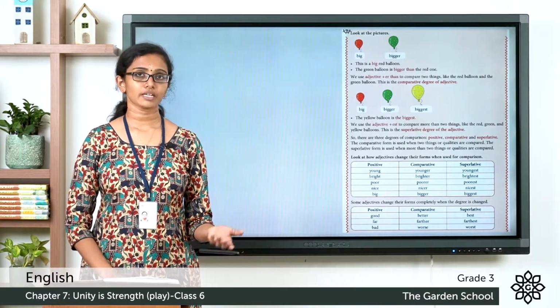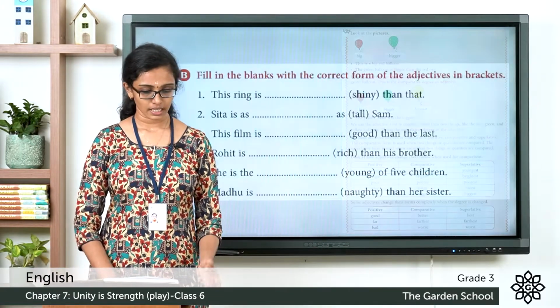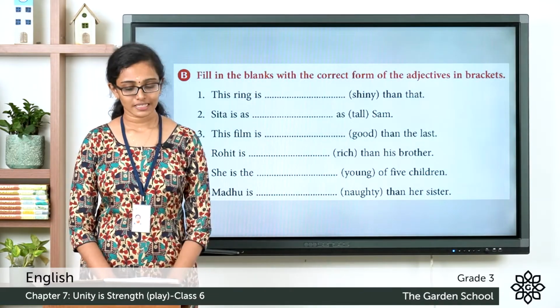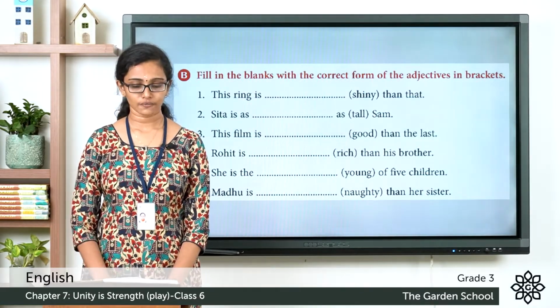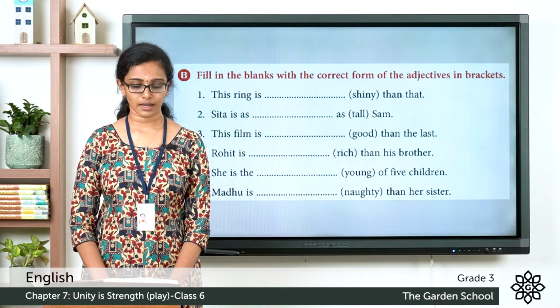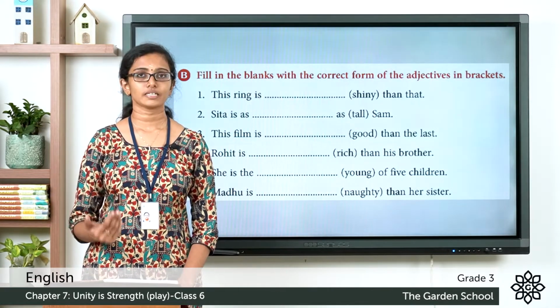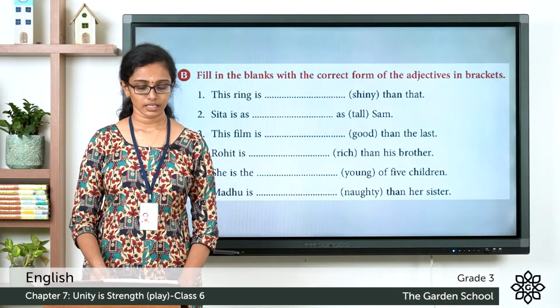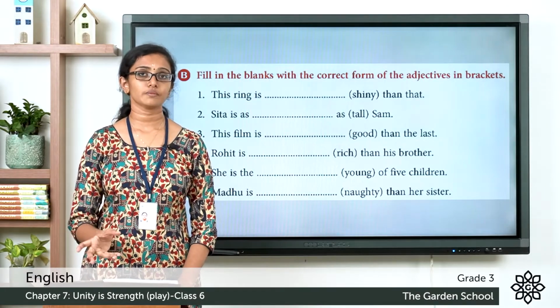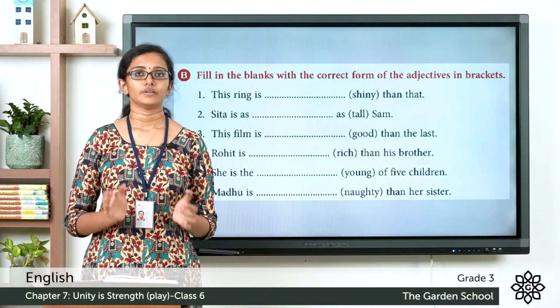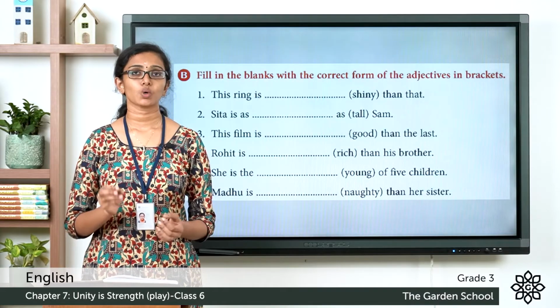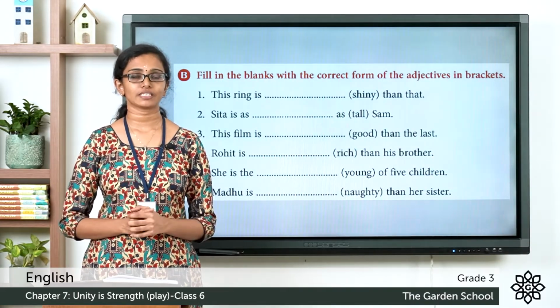Now with this in mind, let's move on to the next exercise. Here you can see this question, fill in the blanks with the correct form of the adjectives in brackets. So you can see 6 sentences given here. An adjective is given within brackets for each sentence. You have to complete these sentences with the correct form of these adjectives.